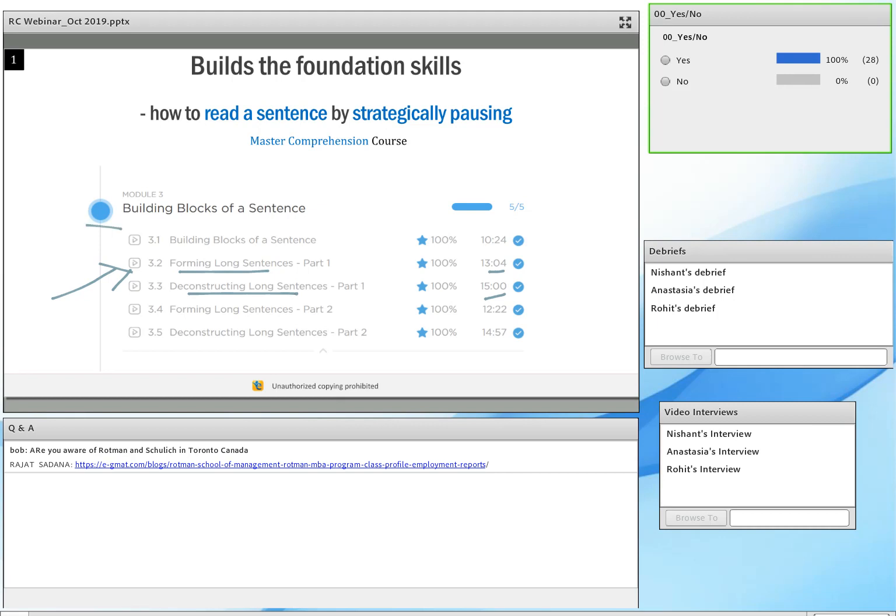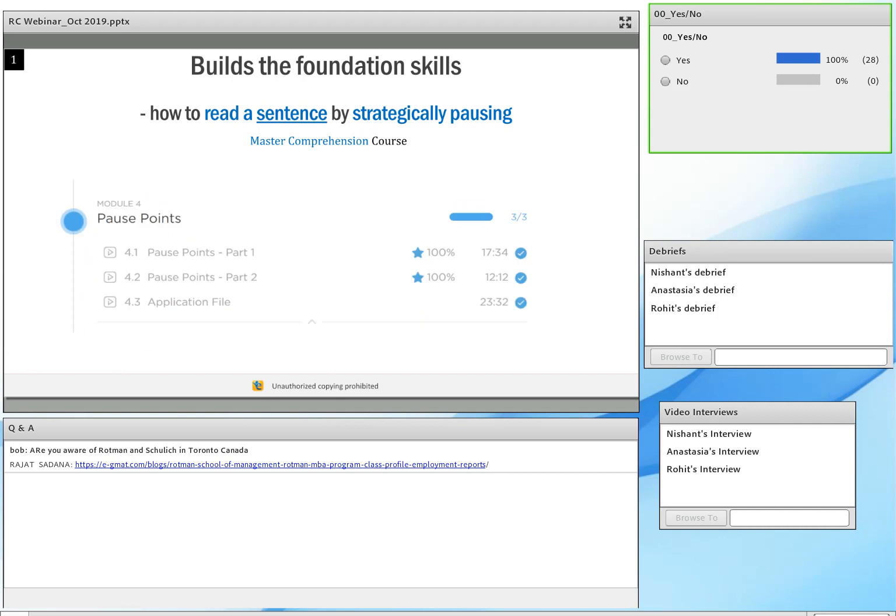This is the basic foundation skill of all GMAT verbal, not just RC, but it's very important for you to build this skill of strategically pausing. Knowing when to pause, that's very, very important. And that's something that you learn in the pause points files. We teach you what all the points are where you should pause. Then we teach you how to apply that pause points understanding to strategically pause and understand the meaning of the sentence. So we teach you that process.